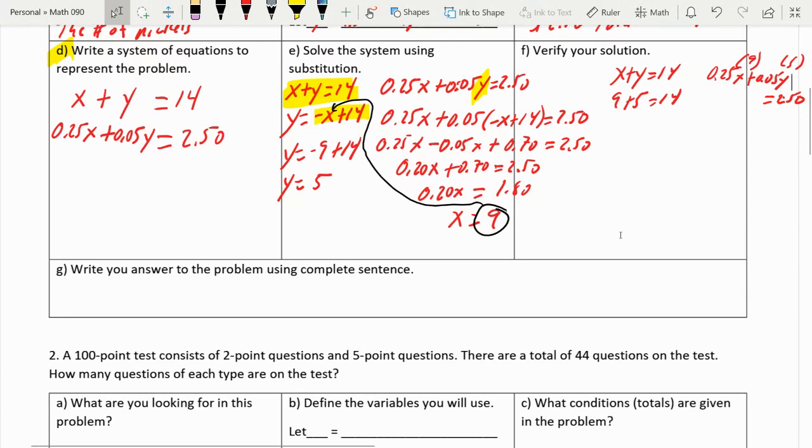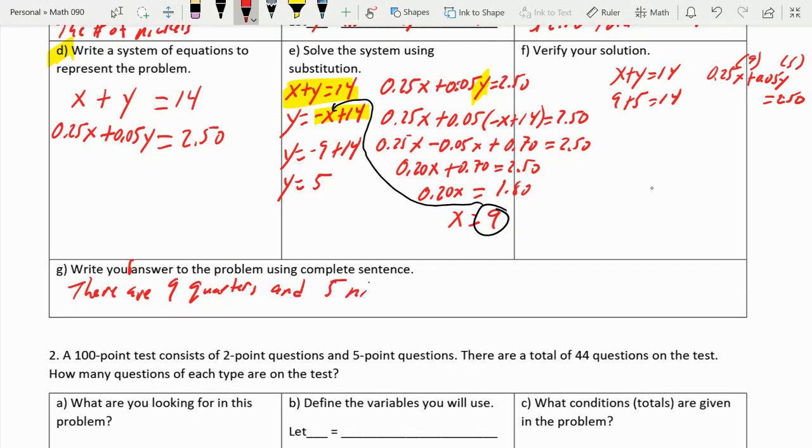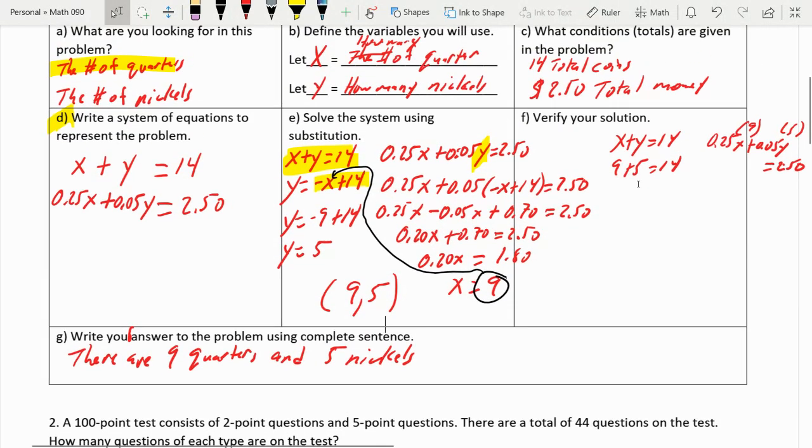Write your answer to the problem using complete sentences. So what do we figure out? We figured out there are 9 quarters and 5 nickels. And just remember, when you write your answer, it's always x then y first. All right, next one.